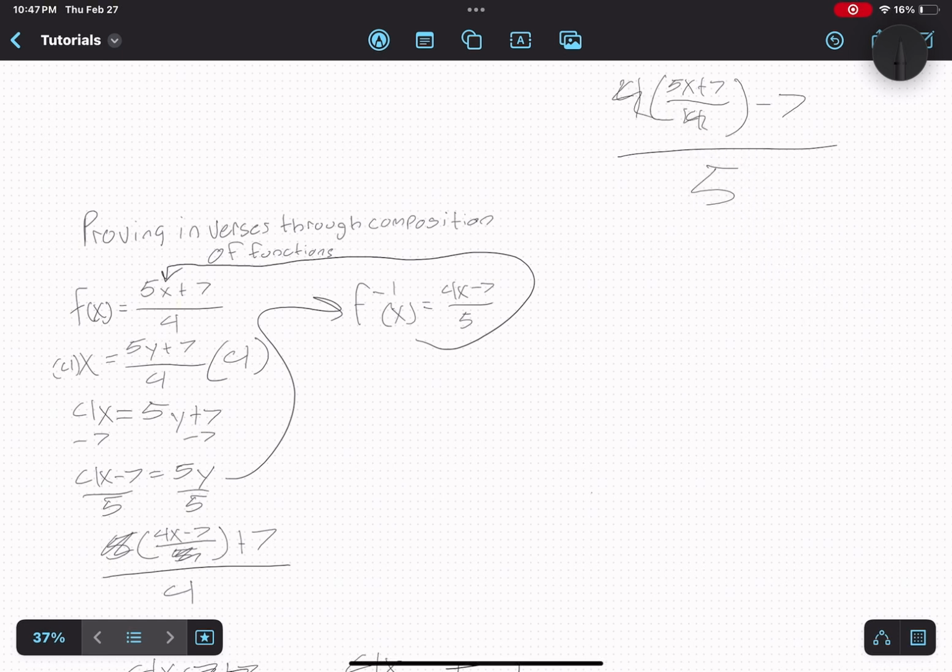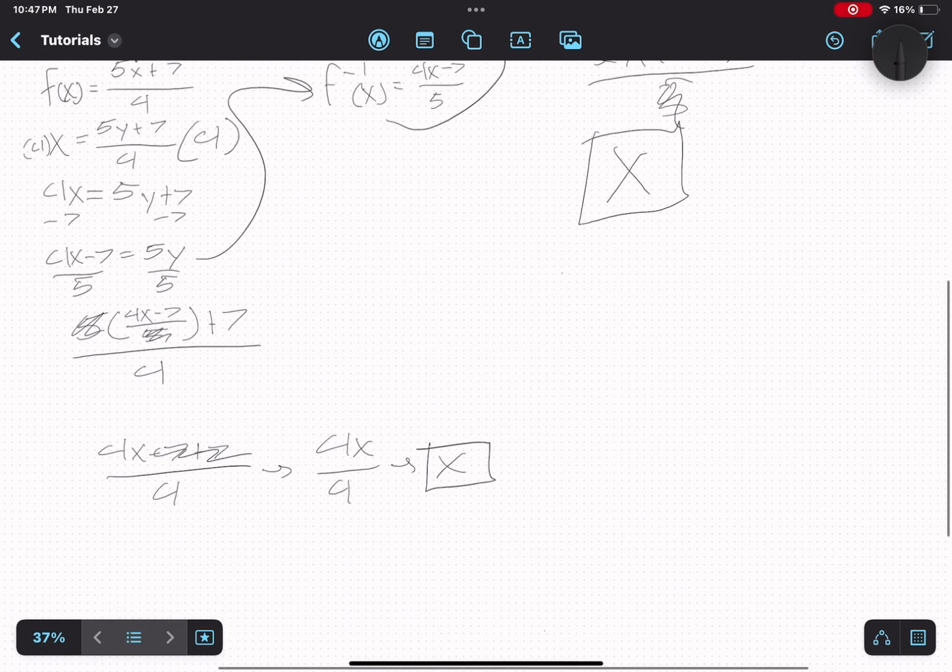The 4s are going to cancel out. So now we're going to get (5x plus 7 minus 7) over 5. And just like the last one, the 7s cancel out. And 5 over 5 is just equal to 1. So now you're going to get x. And you notice both have equaled x. And that is how you can prove that those inverses are actually the inverse of your equation.